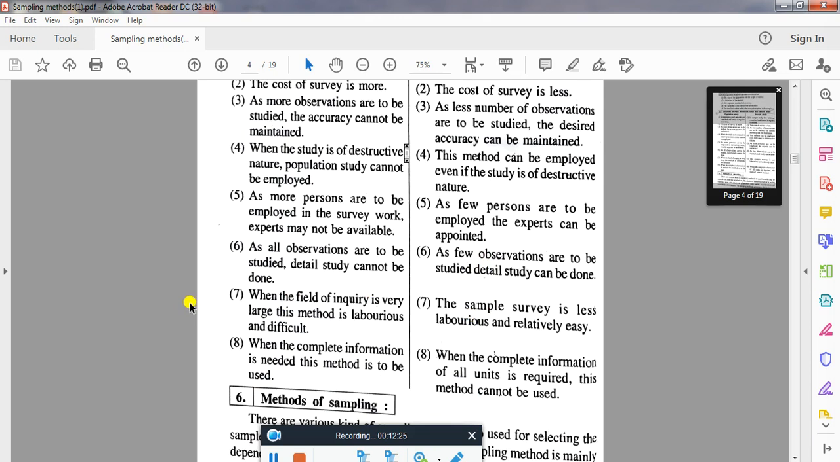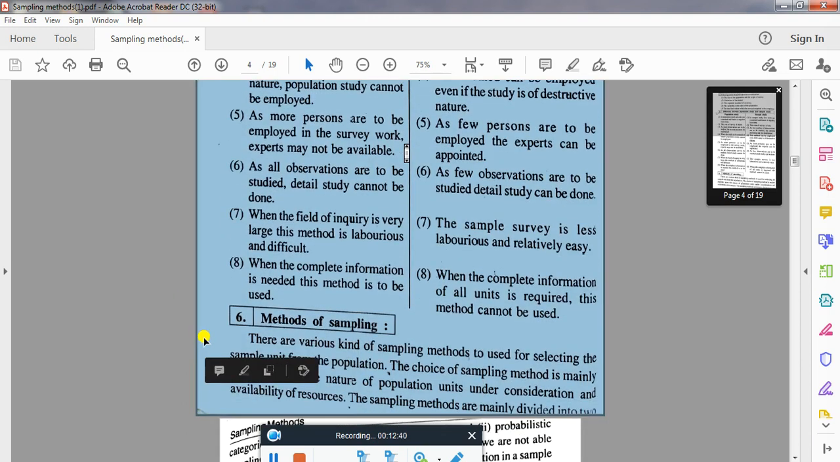Okay, let me have the 7th and 8th also. When the field of inquiry is very large, this method is laborious and difficult, and the sample survey is less laborious and relatively easy. And the last one but not the least, when complete information is needed, this method is to be used. Like our census survey, it was done in 2001, in 2011, and now it is going to be done in 2021. In that case the population survey has to be done.